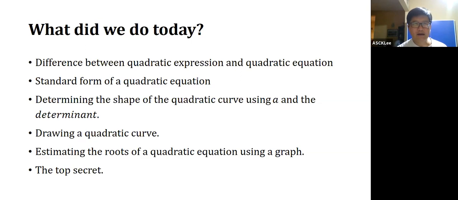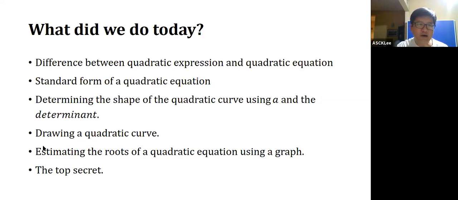We also learned the standard form of the quadratic equation and why you need the standard form. Remember, the why is important. You need the standard form so that you can identify A, B, and C. Why do you need to know A, B, and C? Because by knowing the A, B, and C, you will be able to know the shape of the curve.